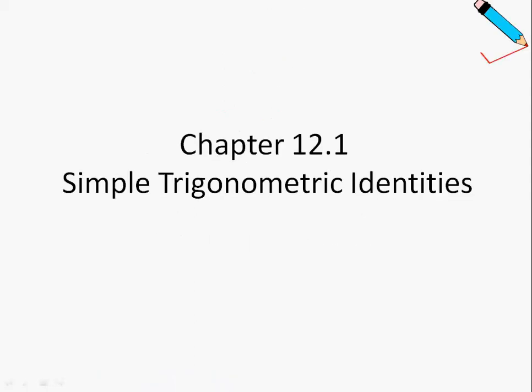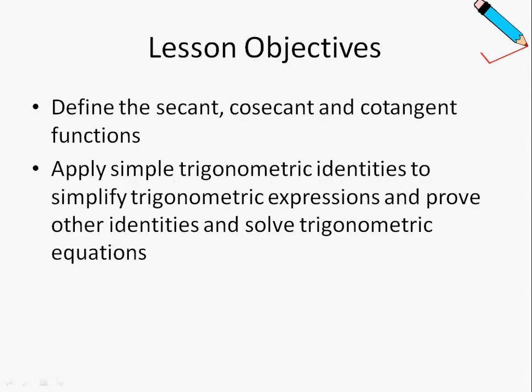In Chapter 12.1, we'll be learning about some simple trigonometric identities. Here are the lesson objectives for this video. Firstly, we'll define the secant, cosecant, and cotangent functions. Next, we will apply some simple trigonometric identities to simplify trigo expressions, prove other identities, and solve some trigo equations.